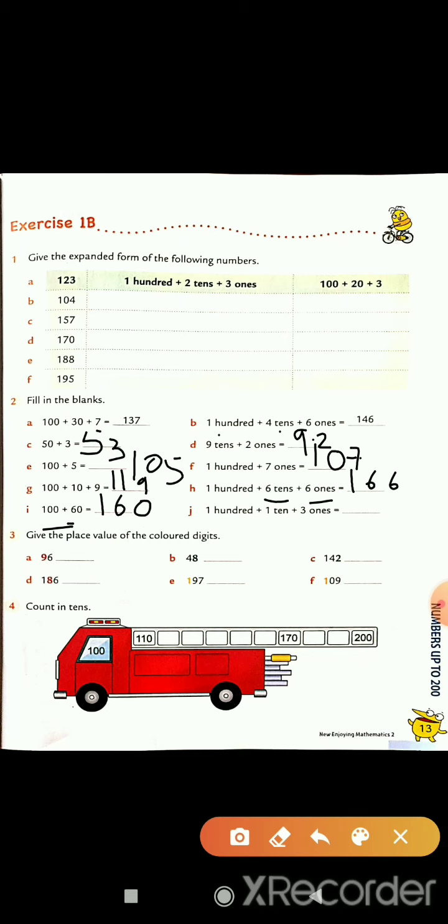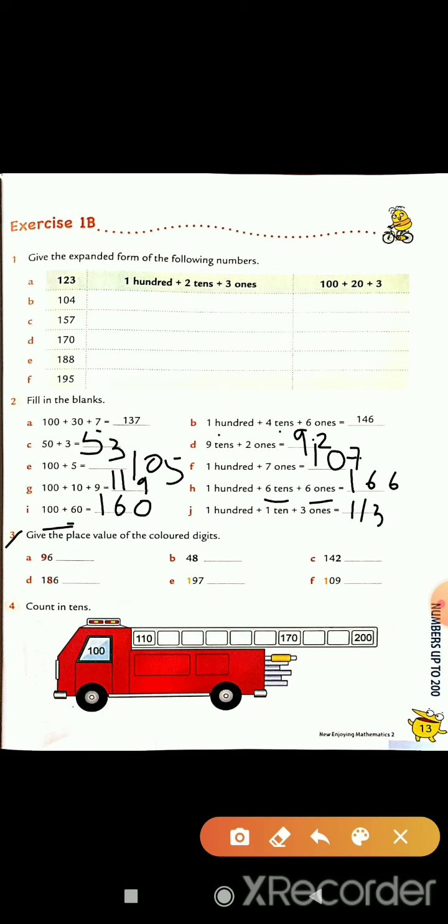100. So at the place of 100 we'll write 1. At the place of 10 we'll write 1. And at the place of ones we'll write 3. So our number is 113. Now question number 3.